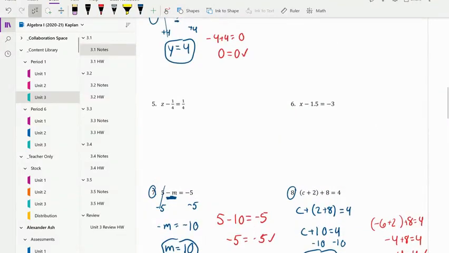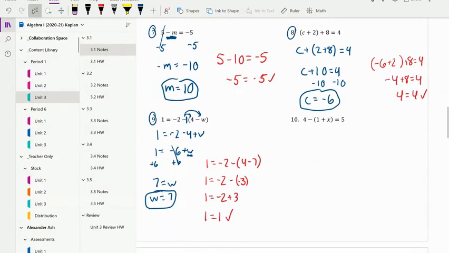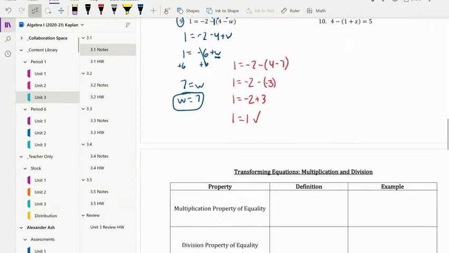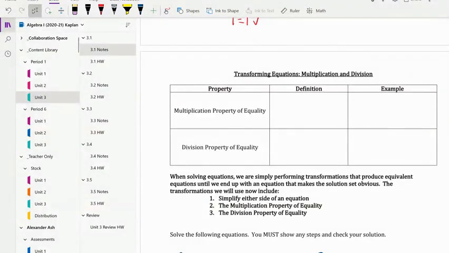So again, I'm going to let you take a look at 4, 5, 6, and 10 on your own. They will be filled in on the note sheet when you come back and look, but those are ones that I want you to just copy so we can move on to multiplication and division.